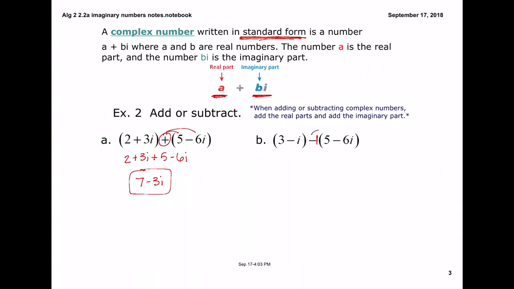Example B, we need to distribute a negative 1, so we have 3 minus i minus 5 plus 6i. When we combine our like terms, 3 minus 5 gives us a negative 2. Negative i plus 6i gives us a positive 5i. Our real part is first, our imaginary part is second.